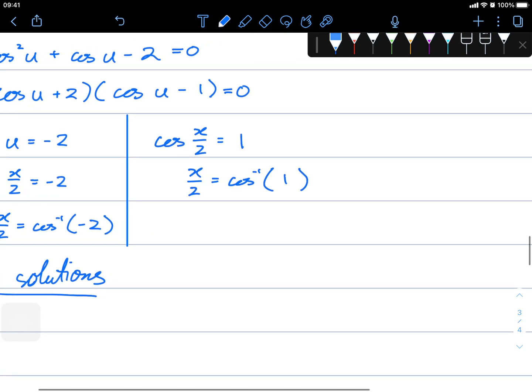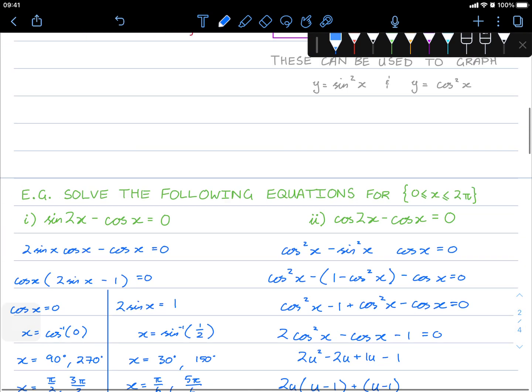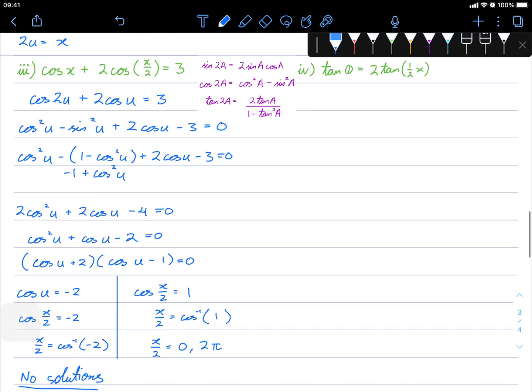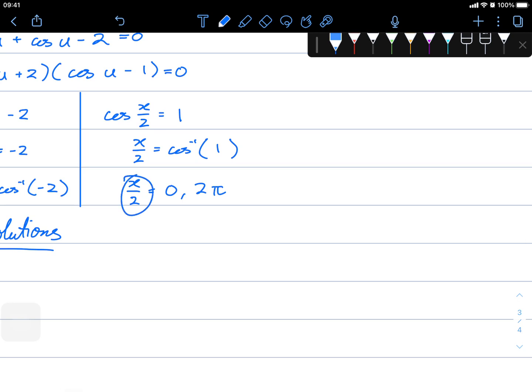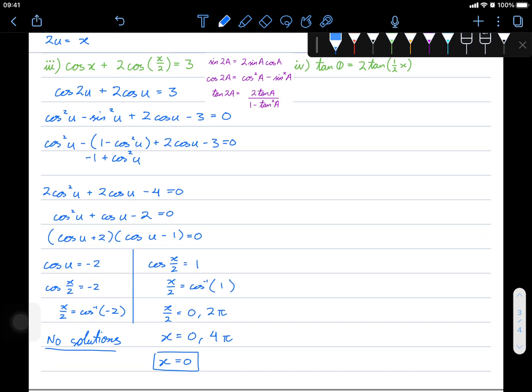And let's solve for this. x over 2 is equal to cos inverse of 1. I believe we should get 0 and 2 pi. But since our domain, well, I specified in the beginning from 0 to 2 pi, if you still solve for x, we get 0 and 4 pi. That is outside our domain. So our only solution for here is x is equal to 0. That's our only solution, and that's the end of that example there.